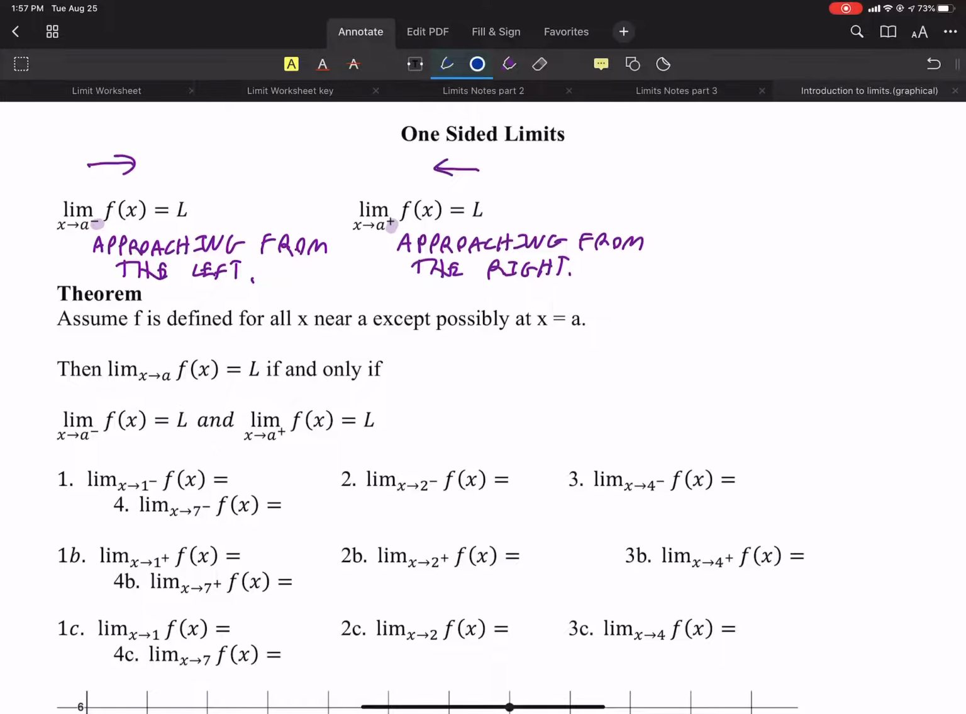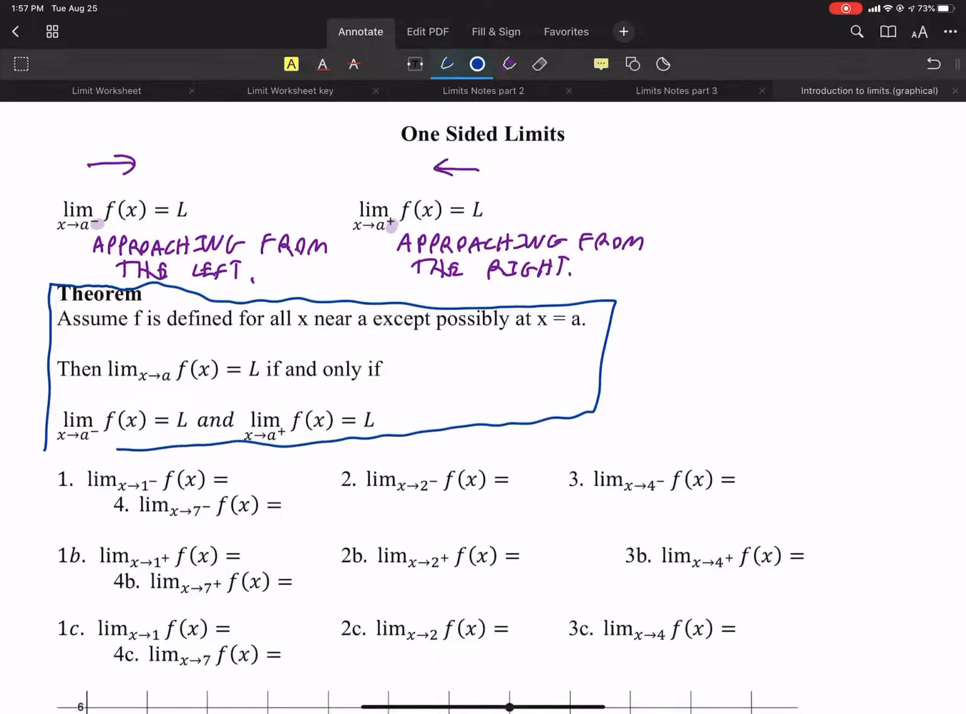Here's a theorem. Assume f is defined for all x near a except possibly x equals a. So same idea, the function needs to exist around. Then, this limit that we just studied, if that limit exists and equals L, then it must be true that the limit from the left and the limit from the right both must equal L. So that should make sense.